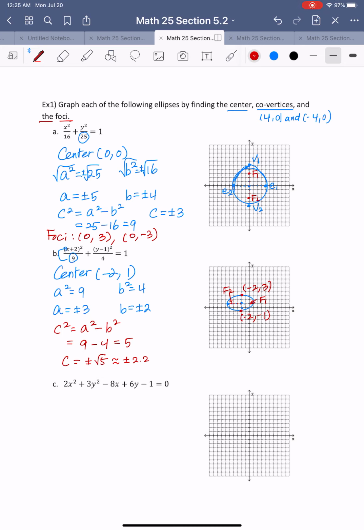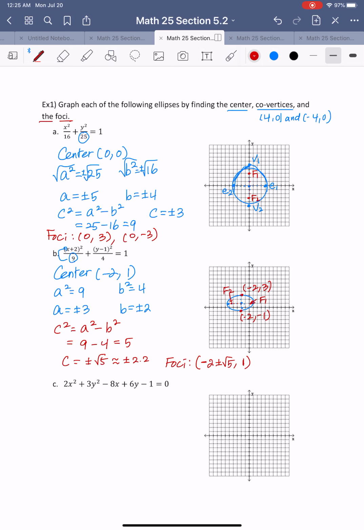As a point, a better way to write the foci is to use the center. The center is at -2, but you go right or left, so plus or minus radical 5, and the y-coordinate stays 1 all the time. Okay, that's the point that I plotted.